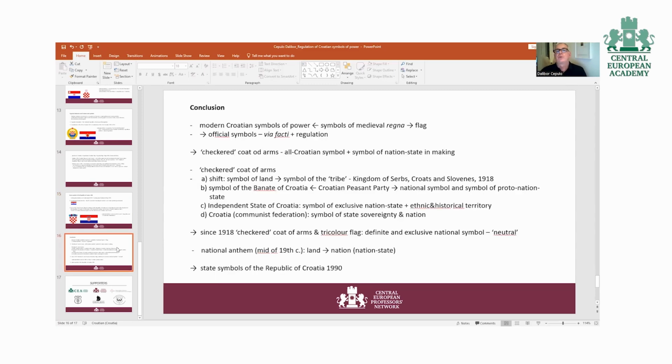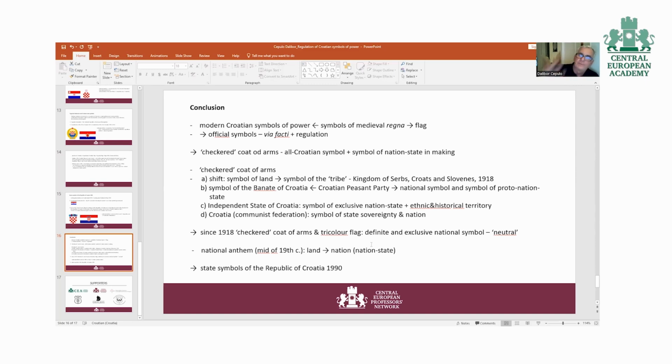So to conclude, modern Croatian symbols of power were based on the symbols of medieval regna, including the flag, that were gradually becoming official symbols of the land, with the typically checkered Croatian coat of arms as first an all-Croatian symbol and then a symbol of the nation state in the making. That was accepted in very different contexts. This coat of arms was accepted as the official symbol of the Kingdom of Serbs, Croats, and Slovenes, of the Banate of Croatia, of the Independent State of Croatia, and of the Communist Republic of Croatia.